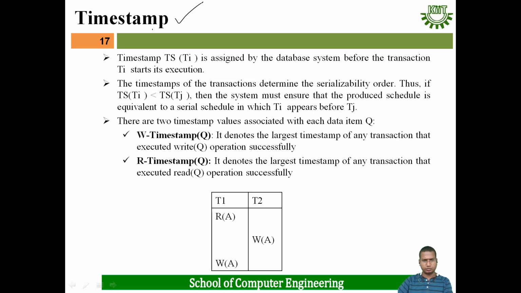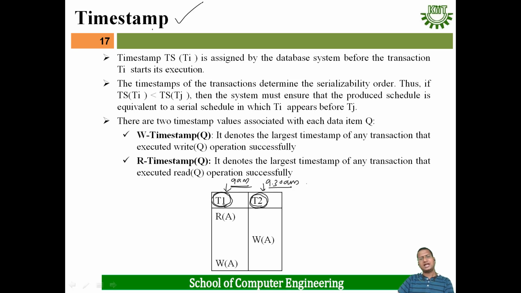Suppose whenever one transaction begins in a computer system, a time can be assigned to that transaction. Suppose transaction T1 begins at 9 a.m. Then this is your time. And suppose transaction T2 begins at 9:30 a.m. This is the computer time. Then what do we mean by timestamp? Here 9 and 9:30 are your computer time. It means that transaction T1 starts first. After 30 minutes, transaction T2 starts.